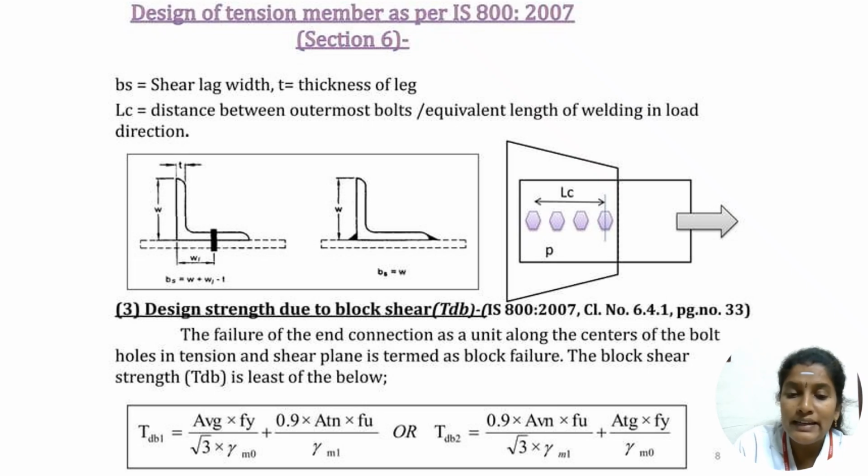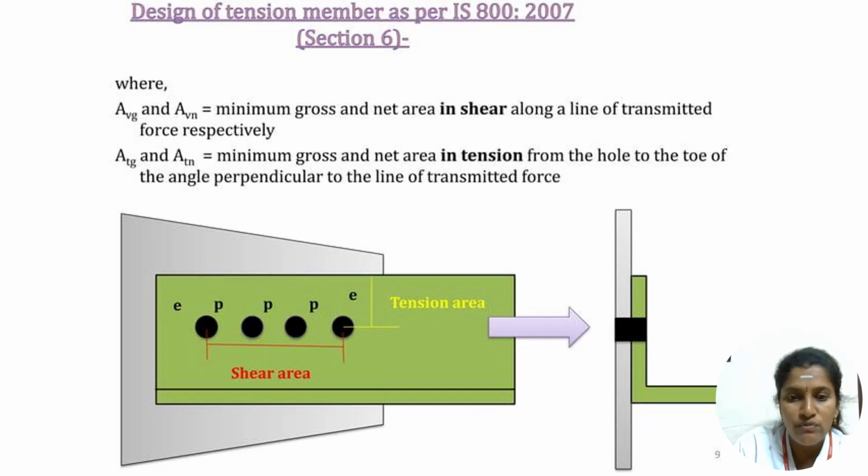Why are we calculating this shear, rupture and yielding? So we can take the strength as the least of these three values, compared with the force. So next is the same thing, it is mainly for shear and tension, right?